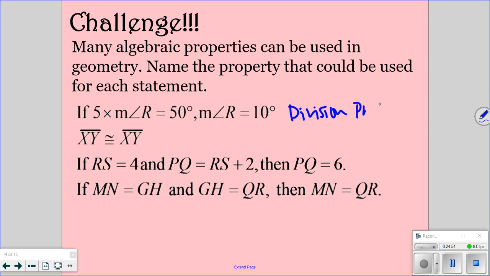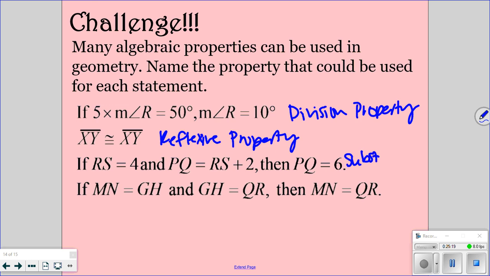If segment XY is congruent to segment XY, that's the reflexive property. If RS equals 4 and PQ equals RS plus 2, then PQ equals 6. We substituted the 4, so that's the substitution property.